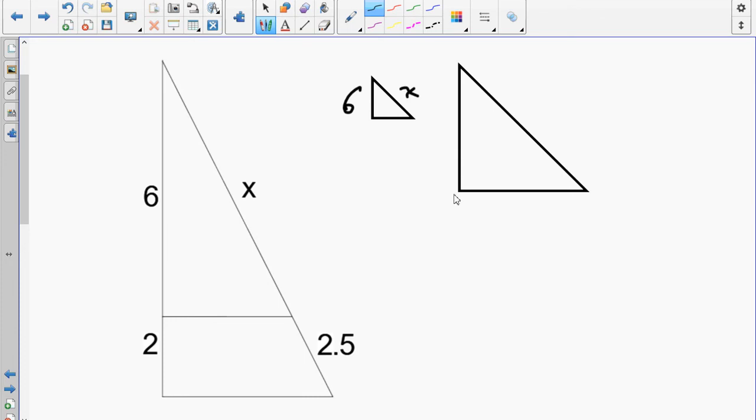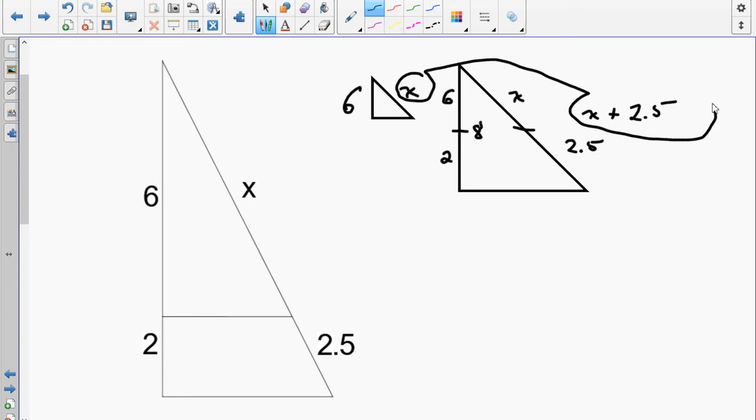Now, when you go to the larger triangle, I now have a 6 up on the top, but I have a 2 down here. Over here is the x, and of course it's divided up, just like this one is divided up, and down here I have a 2.5. Now, when you take all of that and put it together, 6 plus 2 gives me an 8. But over here I get an x plus a 2.5. And that is going to match up with the hypotenuse here. So you'll see that I have a match of this and that, which means I'm going to have variables in both the numerator and the denominator. So let's set this up.